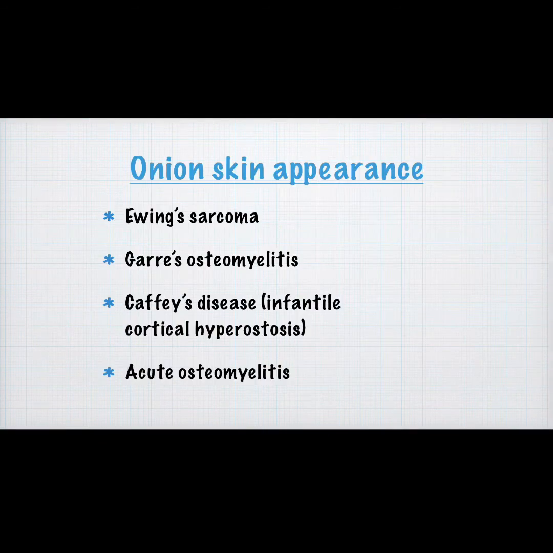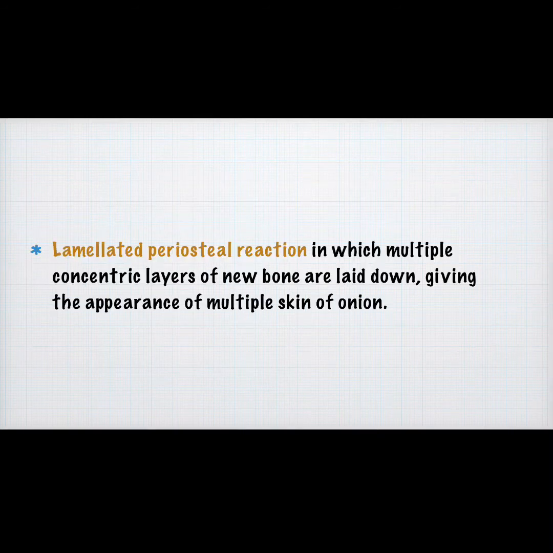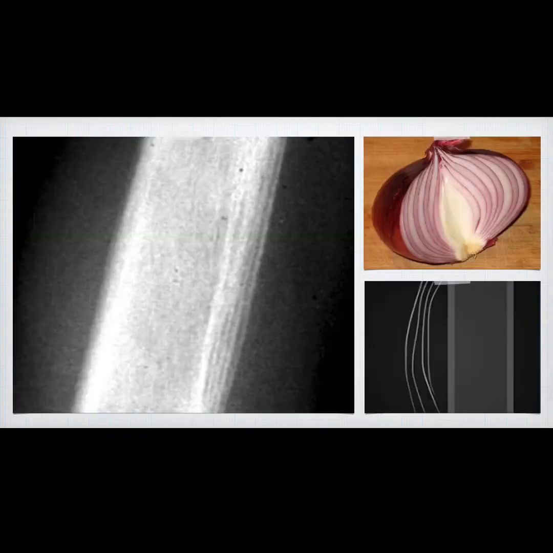Now next is the onion skin appearance, which is seen in Ewing sarcoma, Garre's osteomyelitis, Caffey's disease, and acute osteomyelitis. This kind of appearance is mainly due to lamellated periosteal reaction that gives rise to the appearance of multiple skins of onion. That is why it is called onion skin appearance. And this one is the radiographic feature of onion skin appearance.